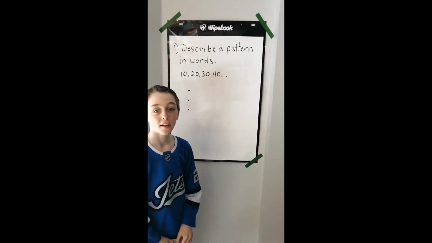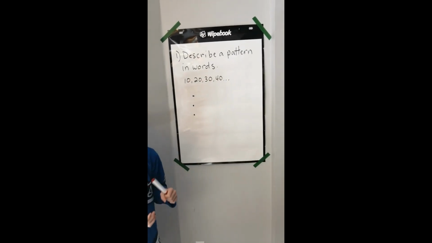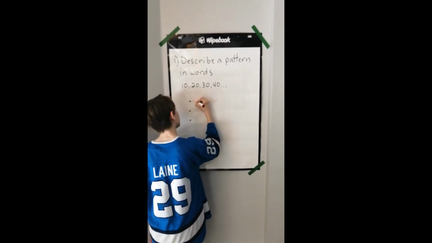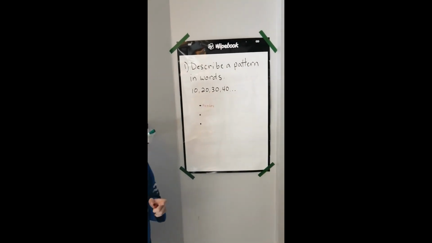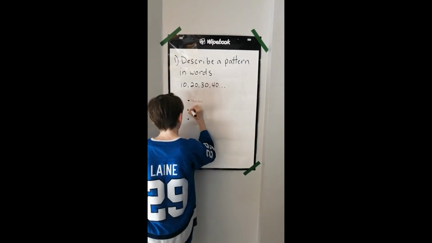We've got this pattern here. What is it, Mark? What are those things? 10, 20, 30, 40. They're numbers. Yes, so you're going to write down numbers. Where do they start? At 10. Starting at 10.